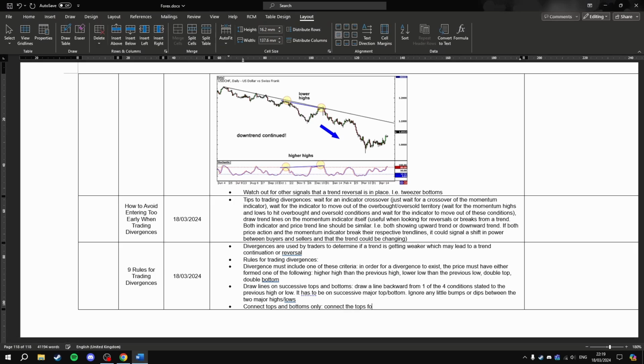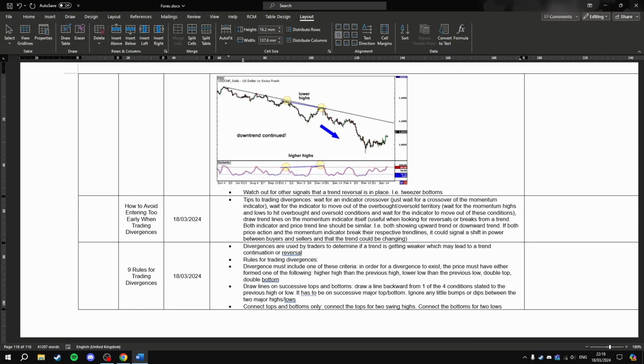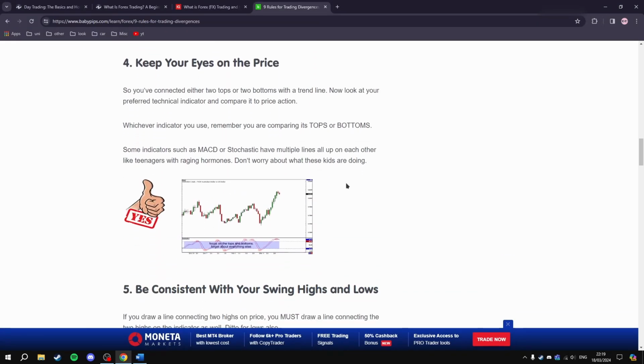Connect the tops for two swing highs. Connect the bottoms for two lows. Keep your eyes on the price.